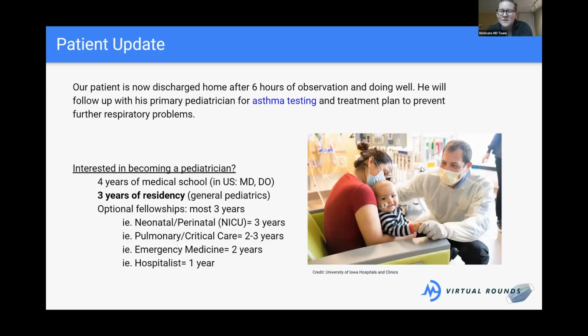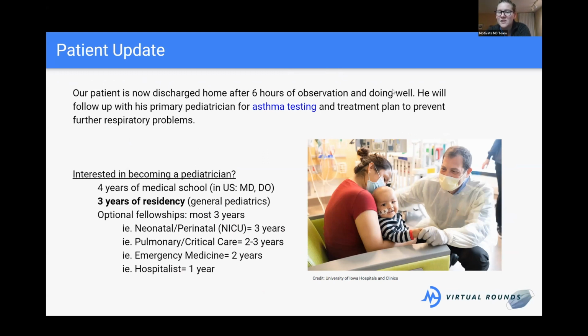I always like to end these with a patient update. So our patient was discharged home after 6 hours of observation, and he's doing very well. He's following up with his primary care pediatrician to be tested for asthma. Somebody mentioned asthma at the beginning. And if you remember in our H&P, it sounds like they had some coughing before that was associated with playing outside in the cold and being around, I think, cats or something? I don't remember what I said, but basically I was trying to hint at some red flags for asthma, and it's okay if you didn't know that or didn't pick up on that.